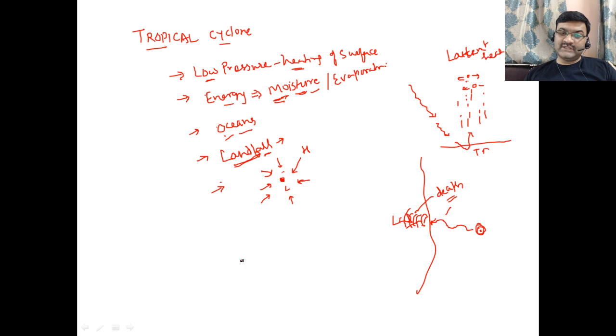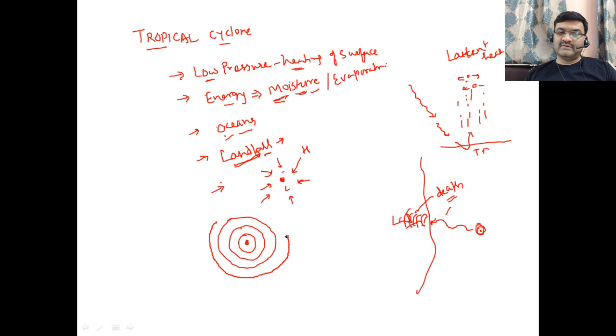So if you see the structure of the cyclone, you'll find that there are isobars. The cyclone appears in this way. The center having a low pressure, and outside it is high pressure. So because of this, the isobars will be circular. Okay, isobars will be circular. Circular concentric isobars. This is the feature of the tropical cyclone.